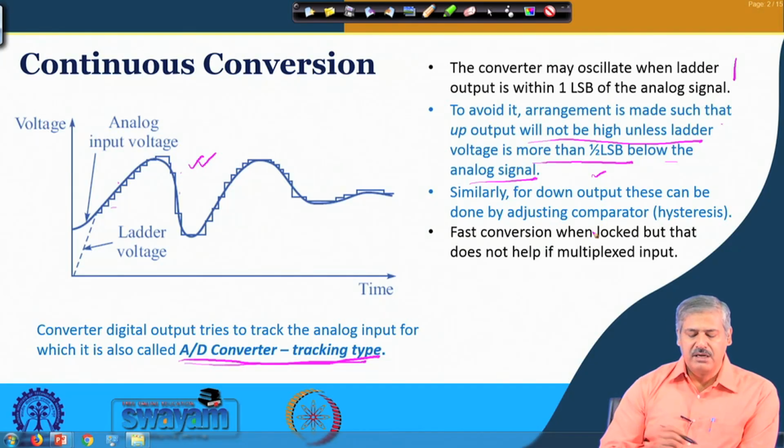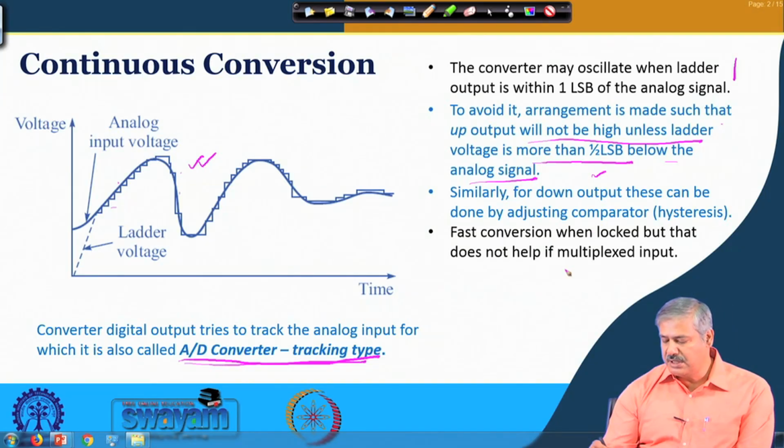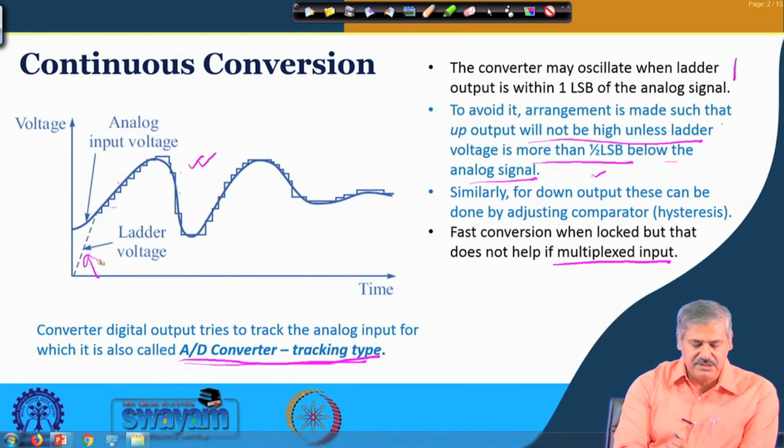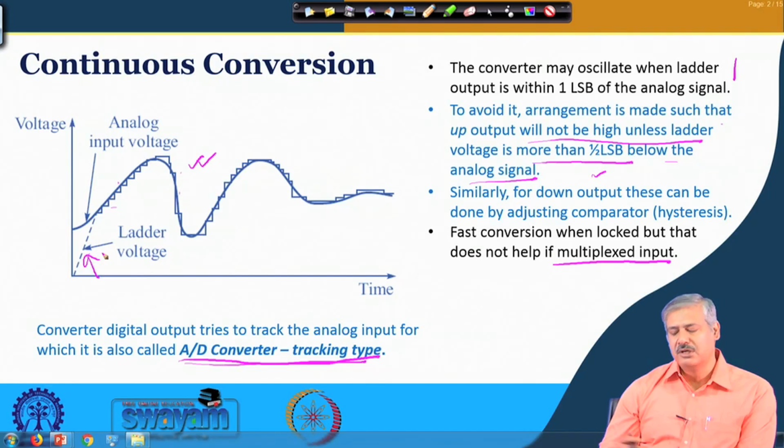Right. And another issue: often one particular ADC is used for multiple inputs, and we are trying to convert them sequentially, in a multiplexed manner. So, in such a situation, this kind of conversion is not suitable because it comes out of the locking, right. Once it is locked, it is very fast. So, every time it has to go through these transients, and a fresh conversion starts. So, that is where it is not suggested. Okay.